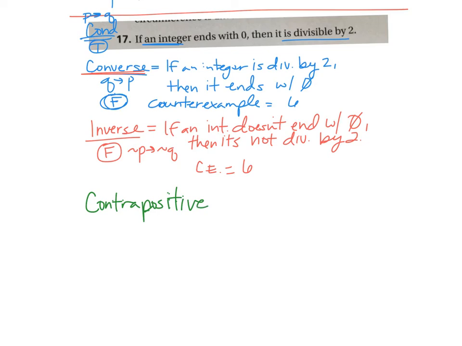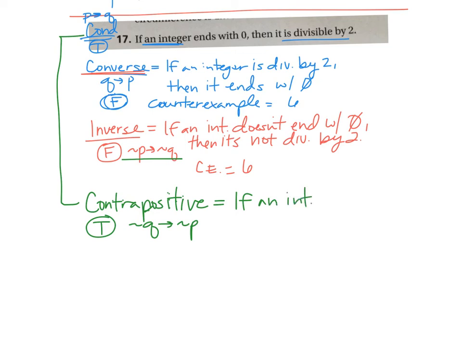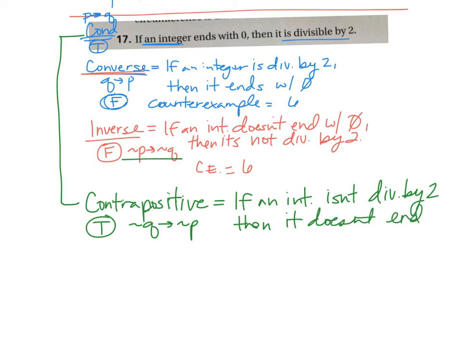If your conditional statement was true, remember the contrapositive has the same truth value, so this is going to be true also. And the contrapositive, instead of being if not P, then not Q, you take the converse of that. If not Q, then not P. So my contrapositive would say, if an integer isn't divisible by 2, then it doesn't end with 0. Okay.